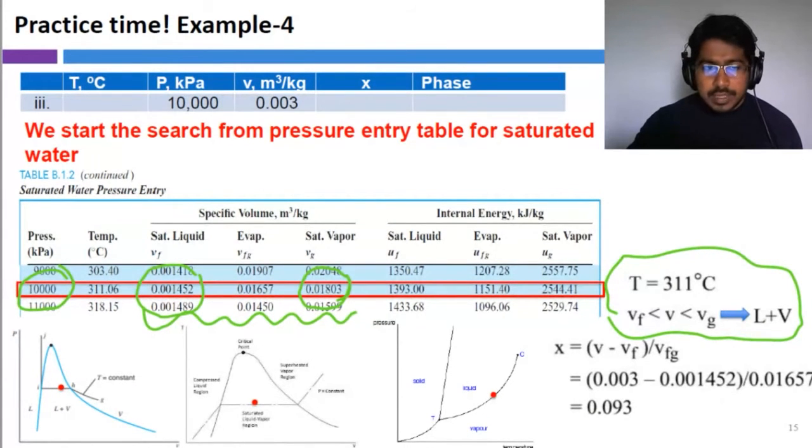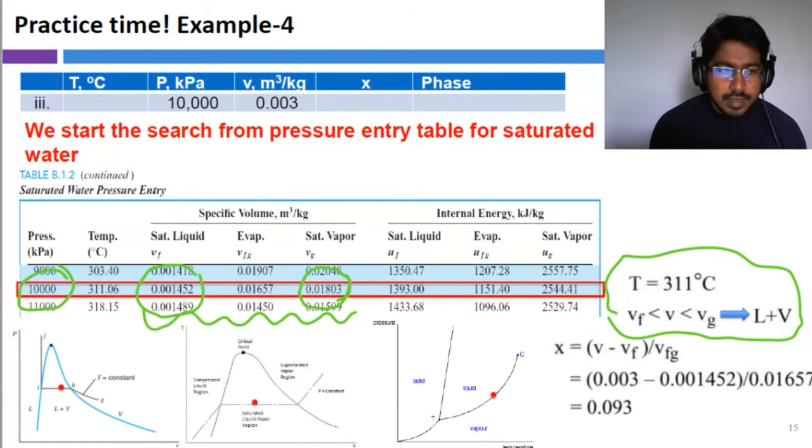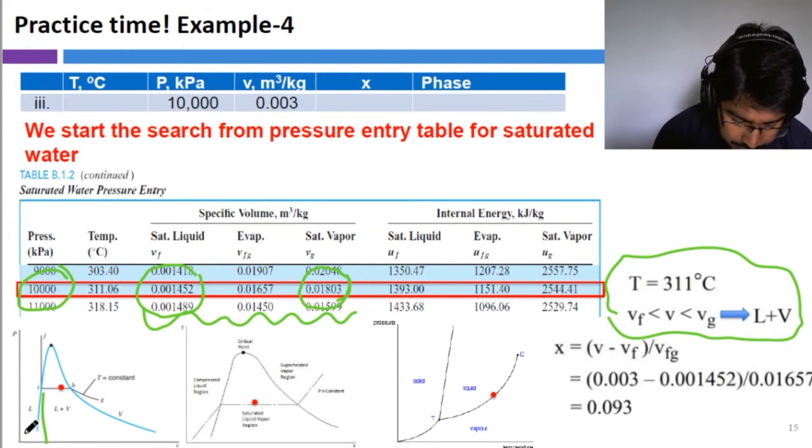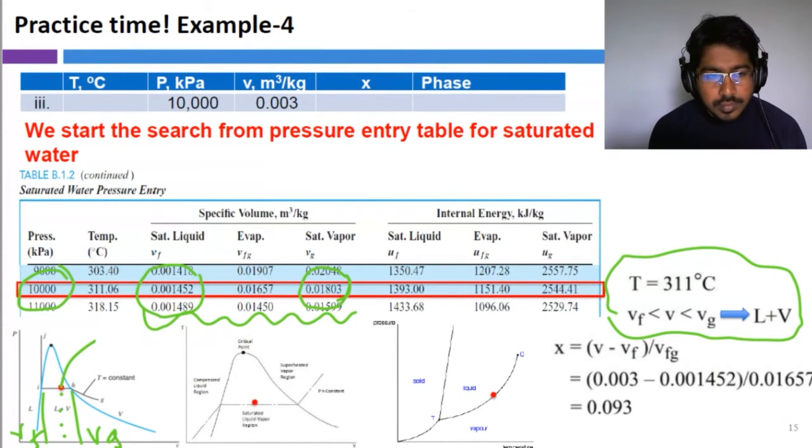So for a given pressure, let's say in this case 10,000 kilopascals, we check our VF and VG values at that pressure or temperature, whichever is the given parameter, and if our specific volume is in between our VF and VG values, then it is inside the dome. Basically, what this says is, let's say this point is VF, and this point is VG, and our specific volume is somewhere here. Are we making sense here?